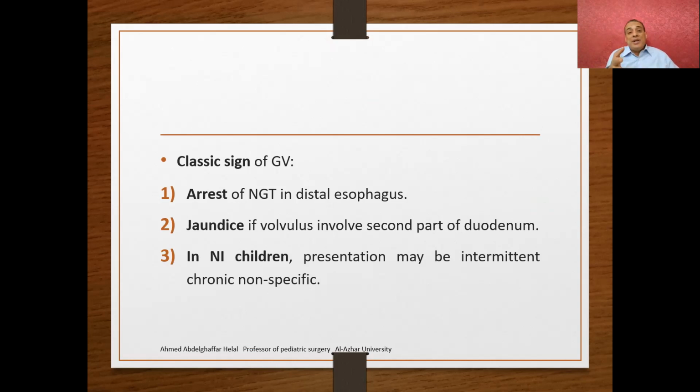In neurologically impaired children, the presentation may be intermittent, chronic, and non-specific. We say that it may be related to air swallowing in some types of neurologically impaired children. Also, the neurologically impaired child cannot explain very clearly what happened or give an impression about the severity of pain.